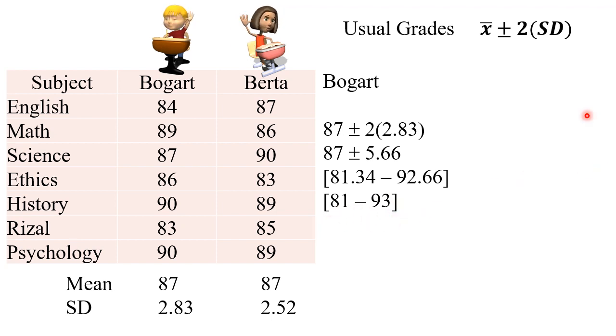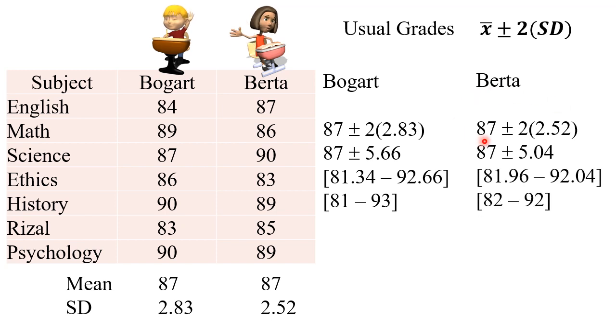Now, what about Berta? Since Berta has the same mean grade, but her standard deviation is 2.52, 87 plus and minus 2 times 2.52 is 87 plus or minus 5.04. When you multiply, 2 times 2.52 is 5.04. So again, 87 minus 5.04 is 81.96, and 87 plus 5.04 is 92.04. Rounding this to whole numbers, we have 82 to 92.